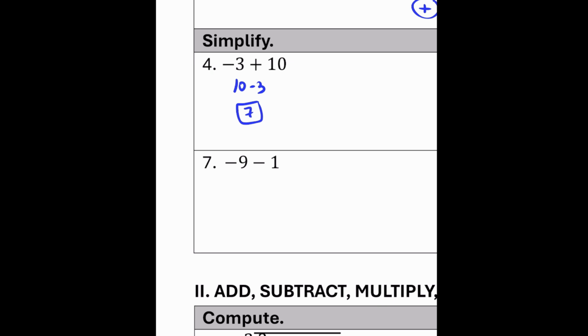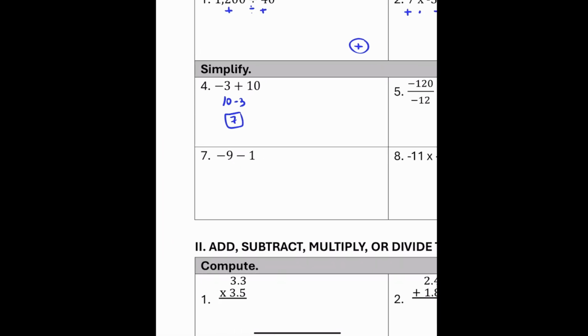Number 7, negative 9 minus 1. Okay, if you want to think of this as negative 9 plus negative 1, that's the same thing, right? So we have 9 negatives, right? So 1, 2, 3, 4, 5, 6, 7, 8, 9 negatives. And then we have one more negative. So we're just going to add another negative there. So how many negatives do we have? 1, 2, 3, 4, 5, 6, 7, 8, 9, 10. So there are 10 negatives. So the answer is negative 10.